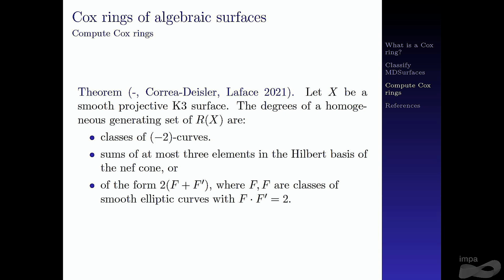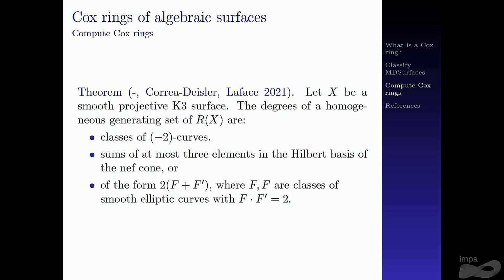Well, in the case of K3 surfaces, as I said, these are Mori dream if and only if the automorphism group is finite. And there is a classification of these surfaces. It is a classification in families. There are infinitely many families for Picard number 2, and then we have finitely many up to Picard number 19, and that's it. So there is a list of lattices given these families. And we tried to identify the degrees of a homogeneous generating set, and we came to the following results.